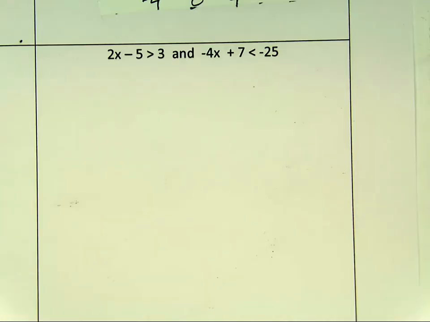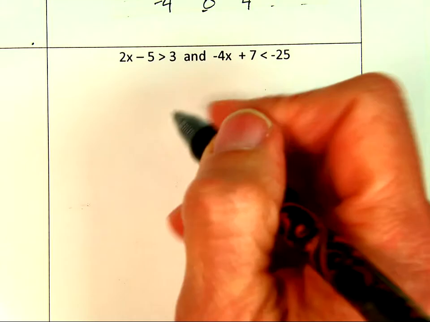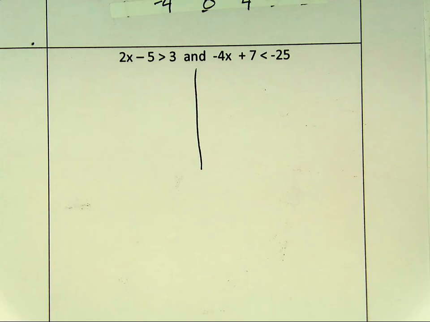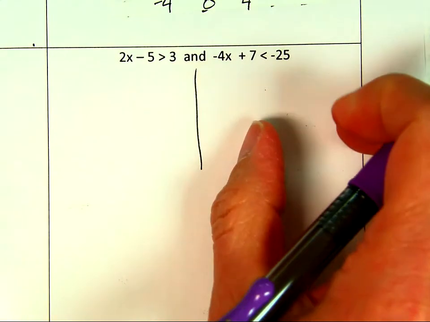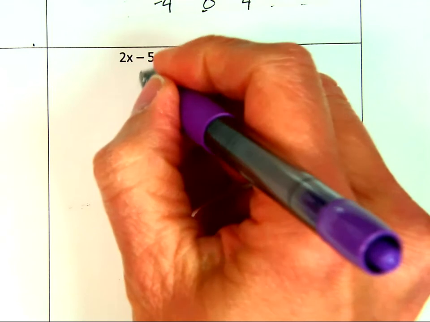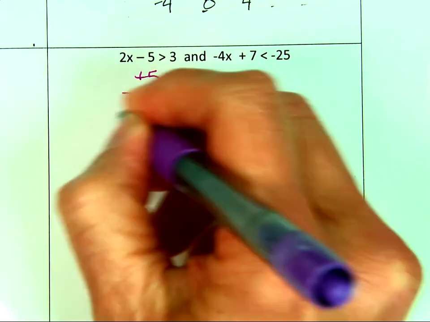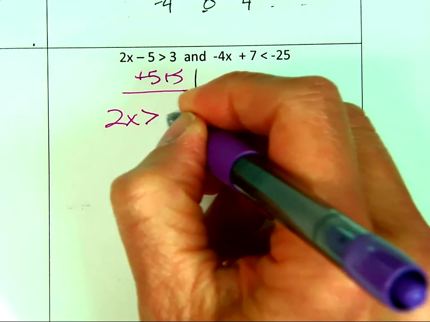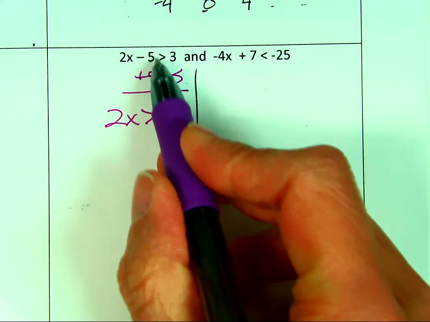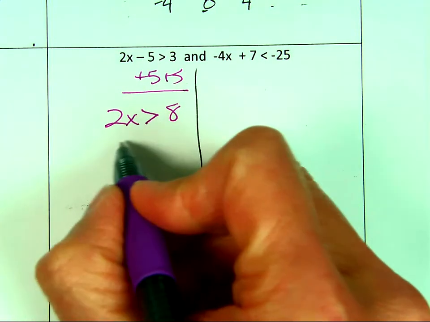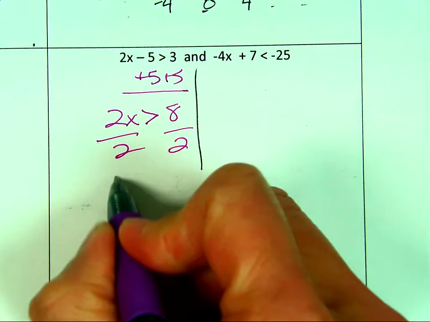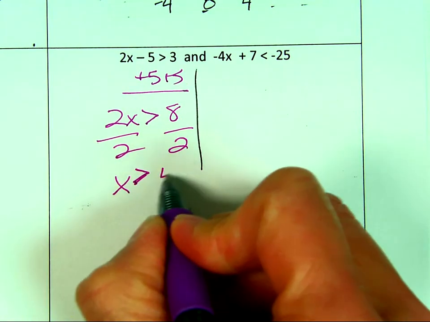And our final one for today, we are going to make sure that we do them separately. We don't want to do something over here and over there. We're going to do them separately. We're going to add 5 to both sides. We're going to get 2x. We're going to get x alone on one side. So first we add to get rid of the -5, and then we're going to divide by 2. So x is greater than 4.